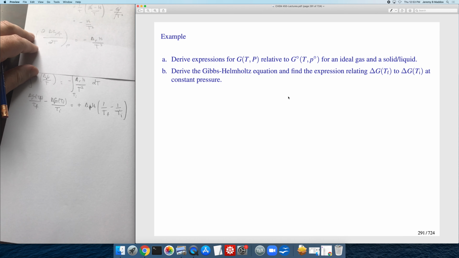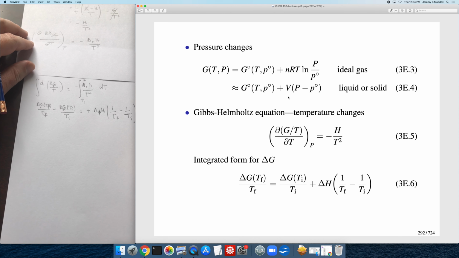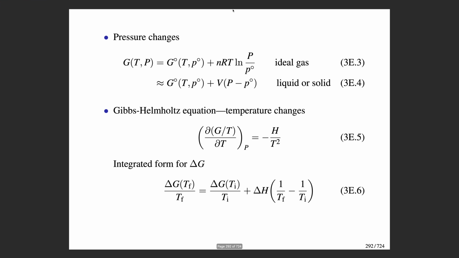And so now, here I have a summary of all of the equations. On this slide we've got them cleanly typed up so that we can use them. You would use this to calculate the change in Gibbs energy for an ideal gas with respect to pressure changes. This one you would use for liquids and solids. And you would use this to calculate the delta G at a different temperature.